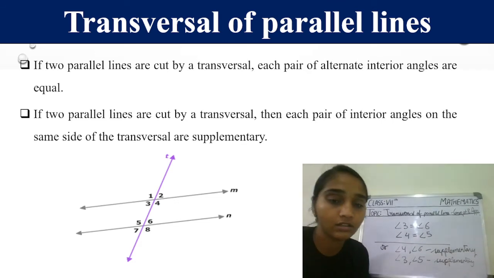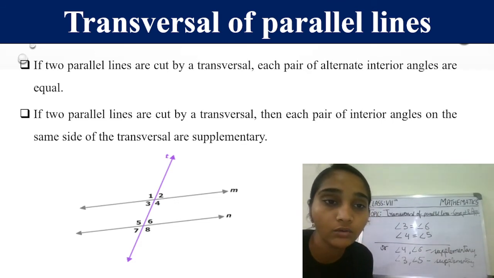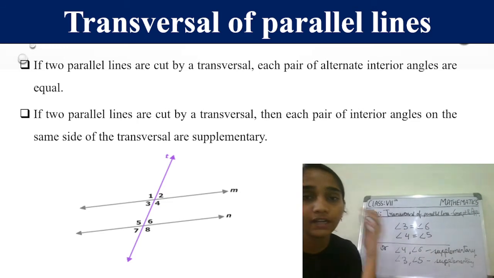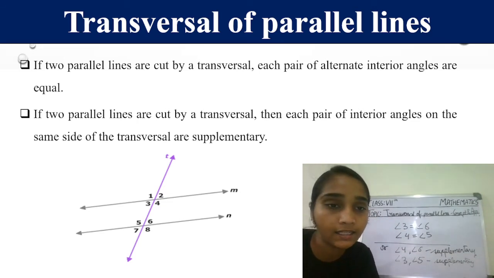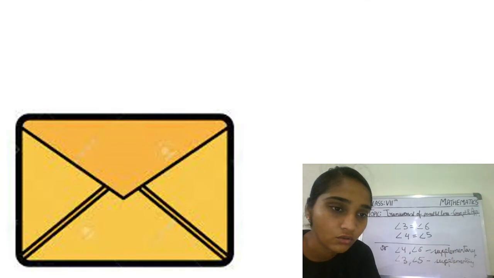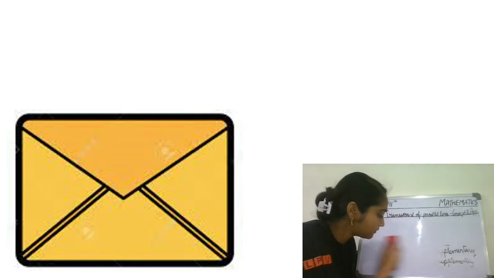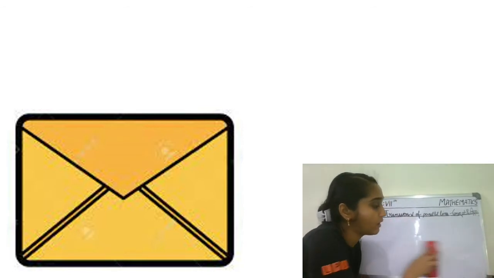Very good now students. So we have seen how two parallel lines are cut by a transversal. So we can say that each pair of opposite interior angles are supplementary. Now let's move ahead. Students, how can you apply the concept of transversal of parallel lines with these images? Which are some of the images from our real life figures or objects?